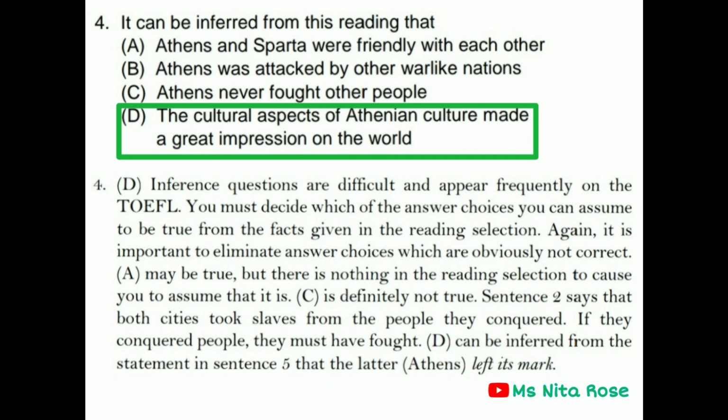A may be true, but there is nothing in the reading selection to cause you to assume that it is. C is definitely not true. Sentence 2 says that both cities took slaves from the people they conquered. If they conquered people, they must have fought. D can be inferred from the statement in sentence 5 that the latter, Athens, left its mark.